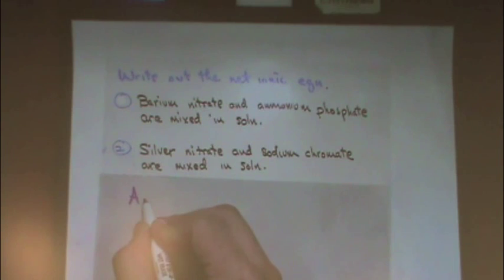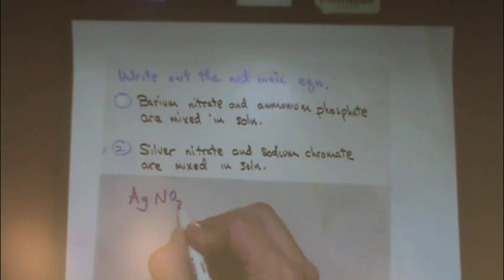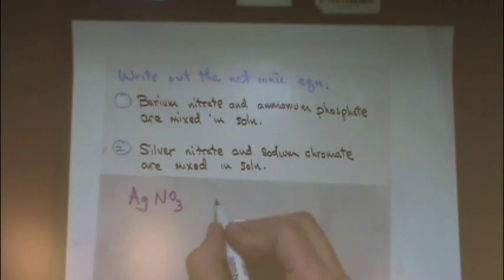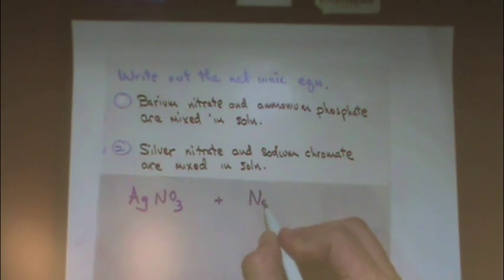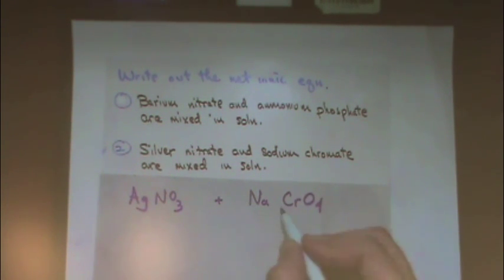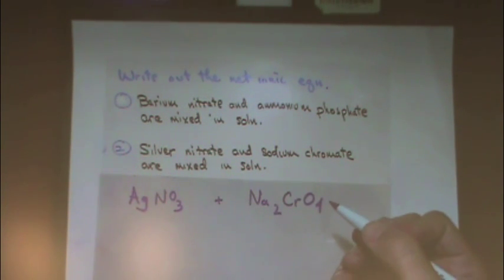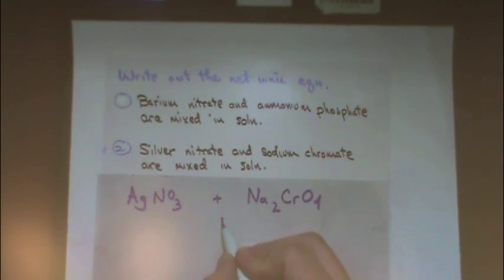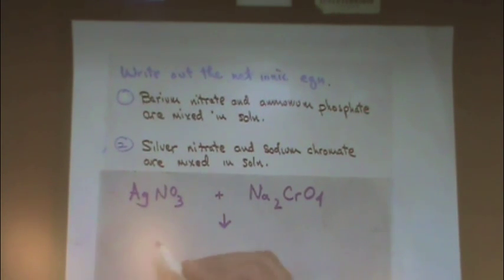Second one, silver has what charge? +1, and a nitrate is -1, so there's silver nitrate. Plus sodium is +1. What's chromate charge? -2, so I need 2 sodiums. This is what kind of reaction? Double replacement. So the silver goes with the chromate.